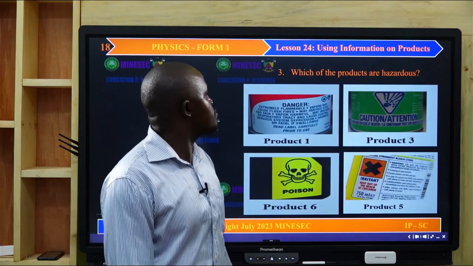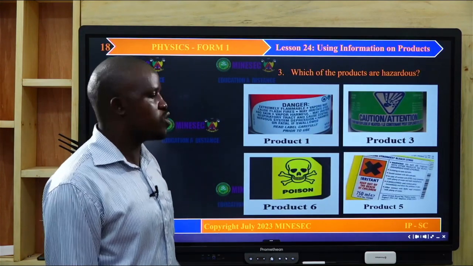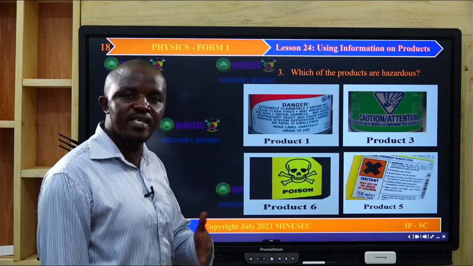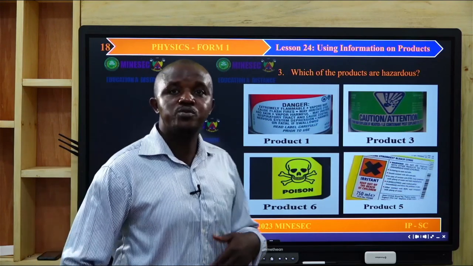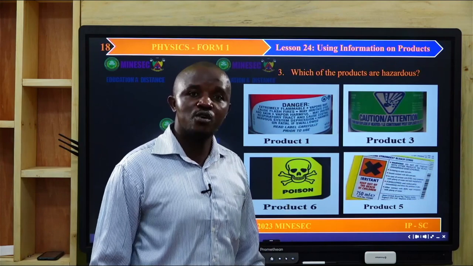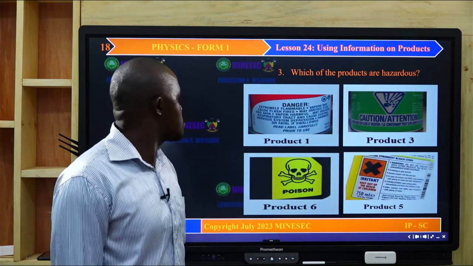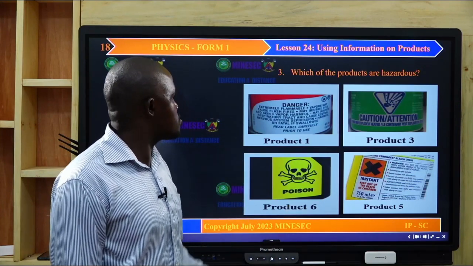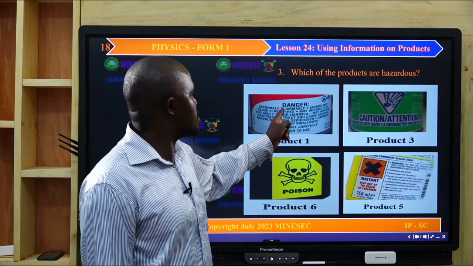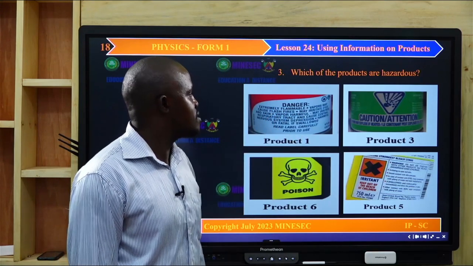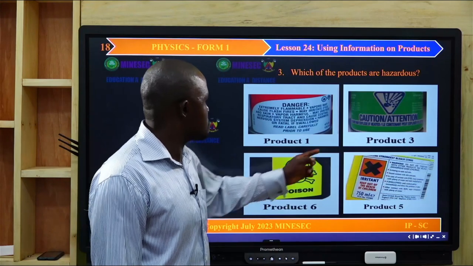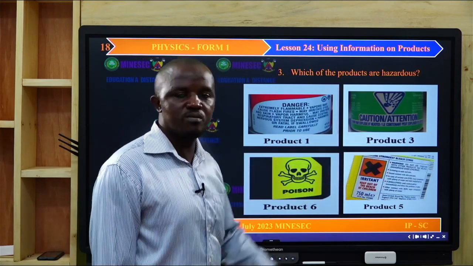So here, which of the products are hazardous? We mentioned a while ago the things that you should observe in the products to be able to say whether the products are hazardous or not hazardous. Among those keywords, there was the word danger. You can see danger here. There is caution or attention.